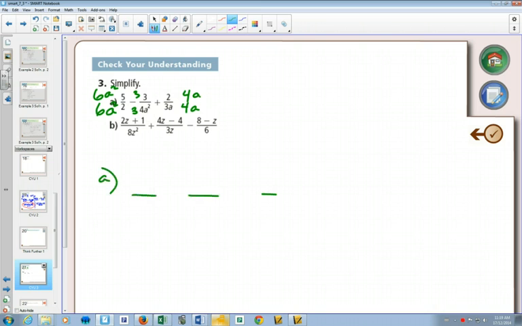So we're going to have three fractions, subtract, plus in between. 12a squared, 12a squared, 12a squared. 30a squared, 9, 8a.